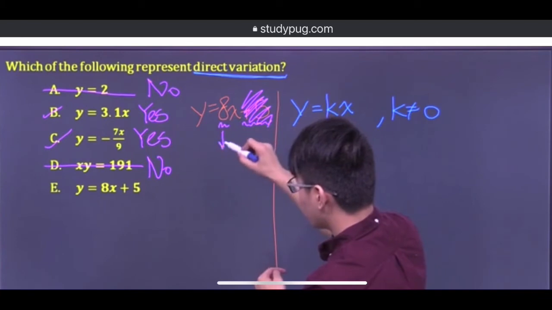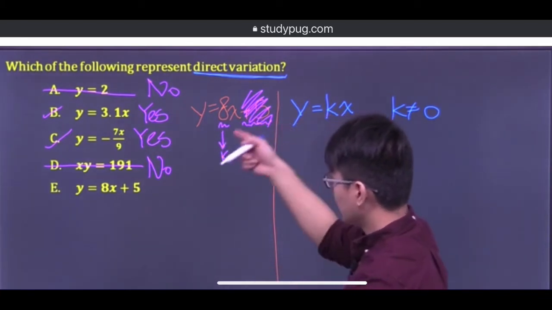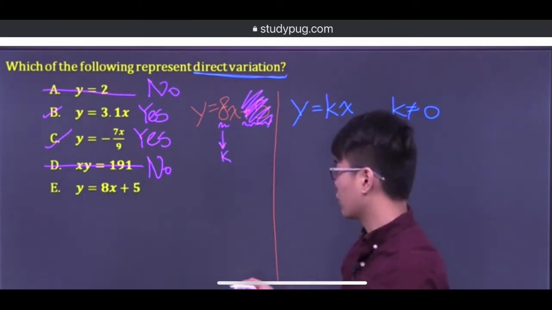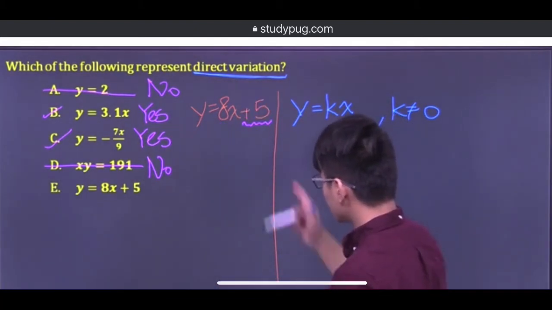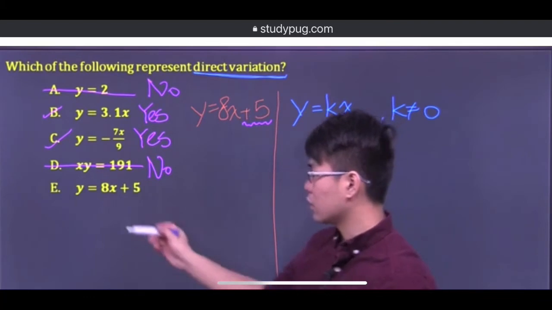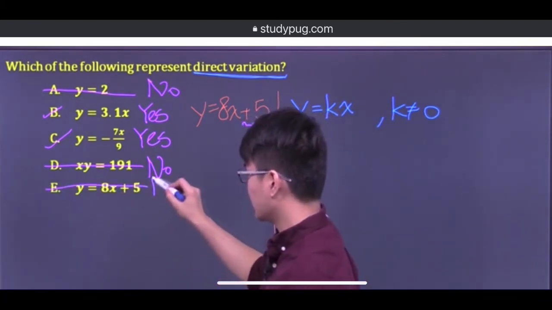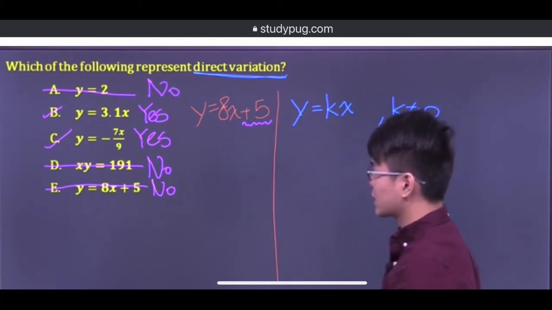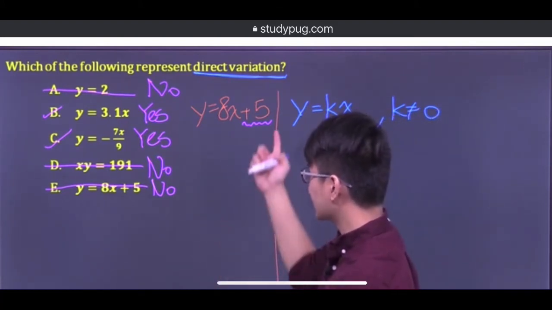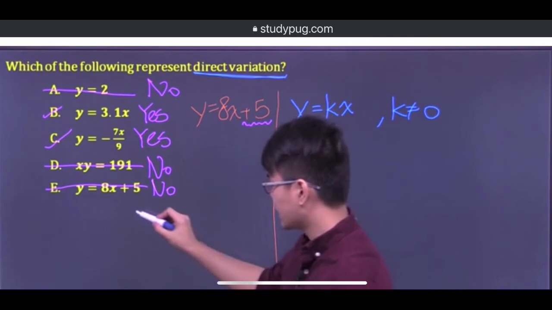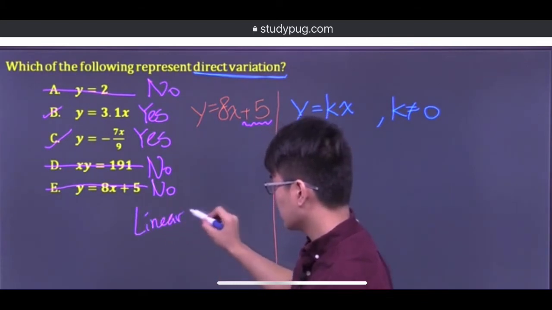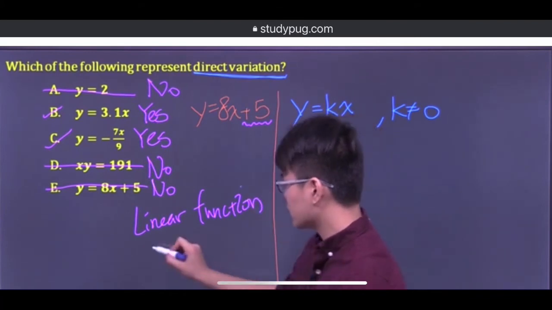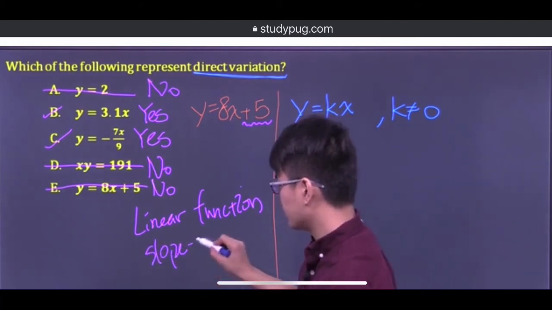8 would be our k, then we have y equals k times x, so yes, this would be a direct variation. But because of this 5 here, we can't say that this represents direct variation. In fact, whenever we see an equation in this form, we can say that we're looking at a linear function in slope intercept form.